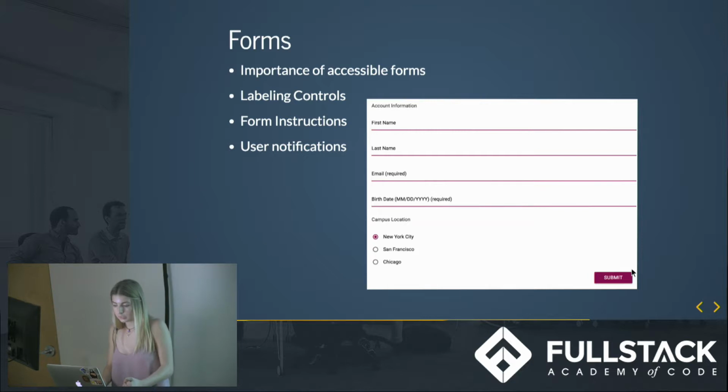And forms need to be accessible because people with cognitive disabilities need to be able to complete forms easier. When they are provided with instructions and feedback, this can help them. So there's a lot you can do to make forms accessible. I'll just go over labeling, form instructions, and user notifications.